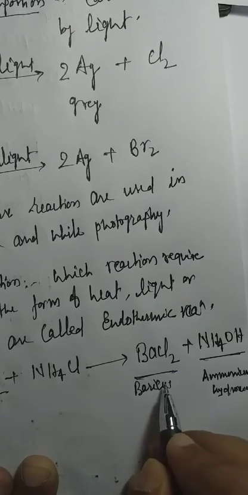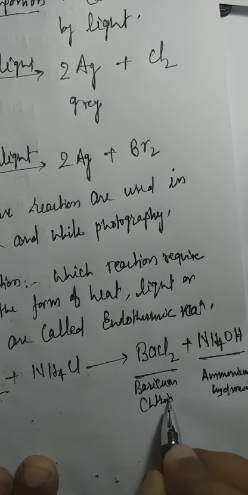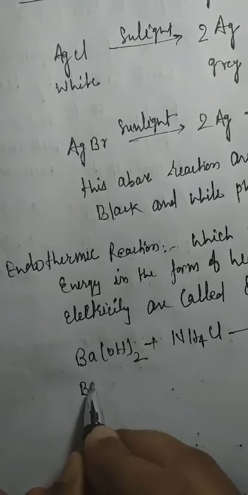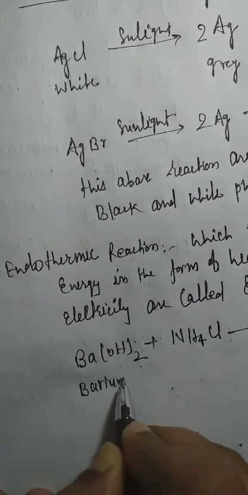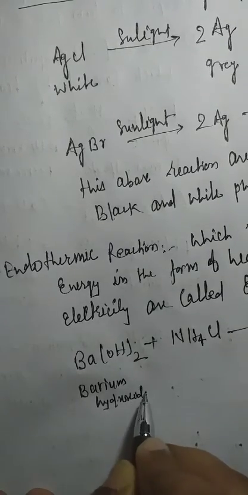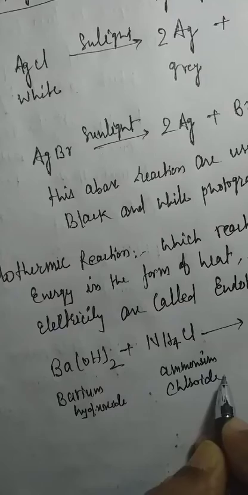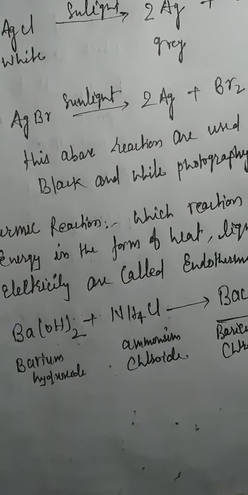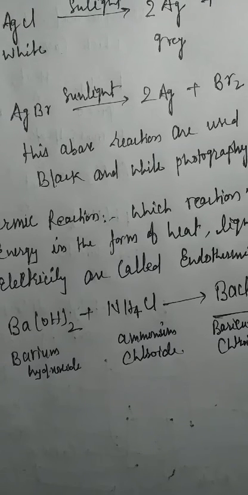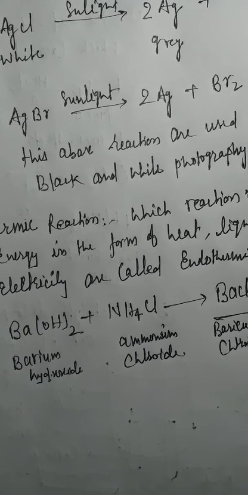Memorize all these names, very important names. This is barium hydroxide and this is ammonium chloride. Memorize all possibilities of names of whatever compounds we are discussing here. So this is an endothermic reaction, which requires energy in the form of heat, light or electricity. Example already discussed. Next we will see displacement reaction. Be aware and study more regarding this chapter, chemical reactions and equations. Thank you.